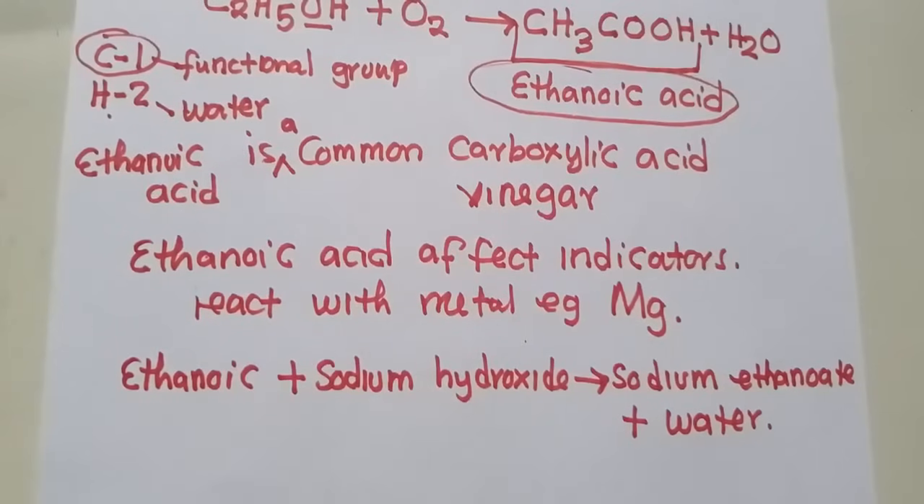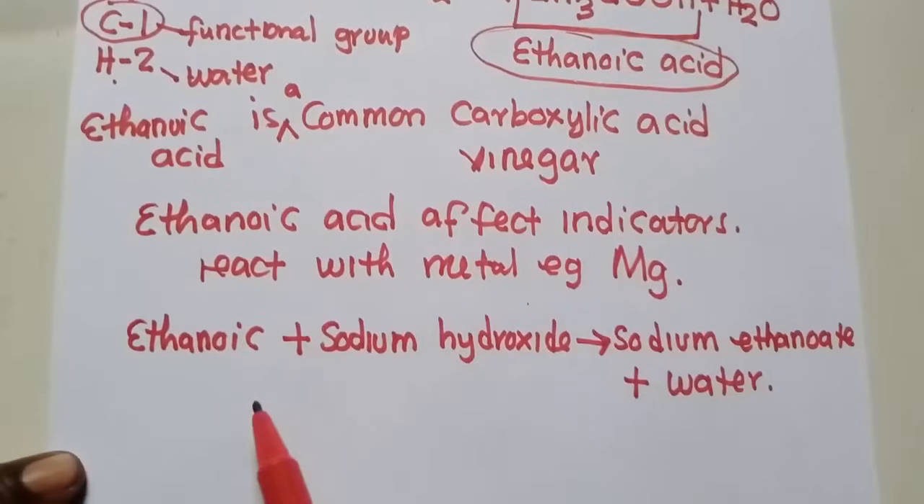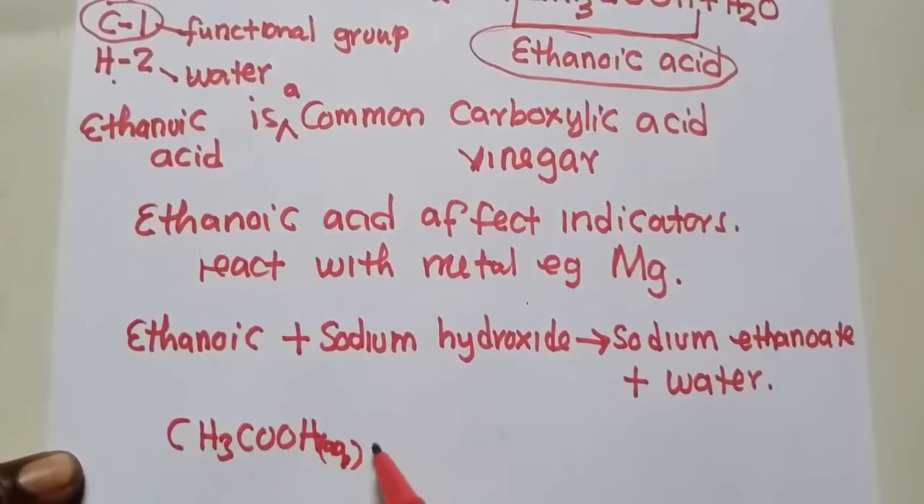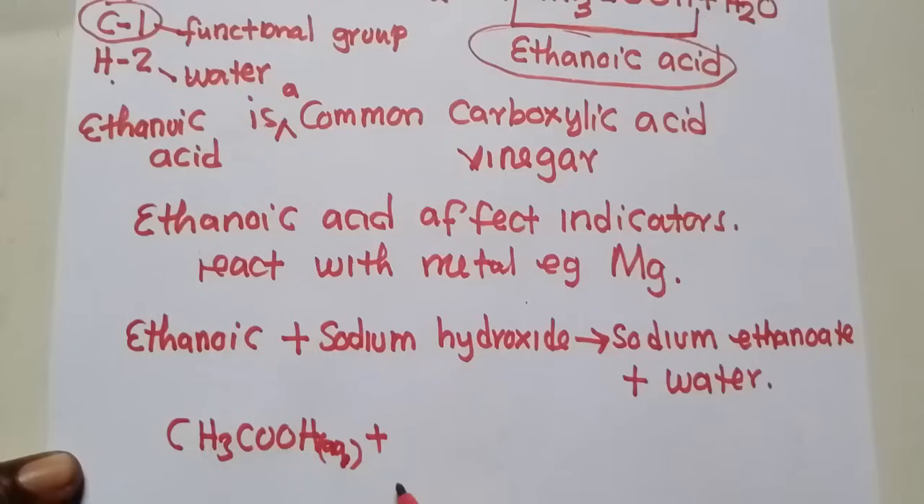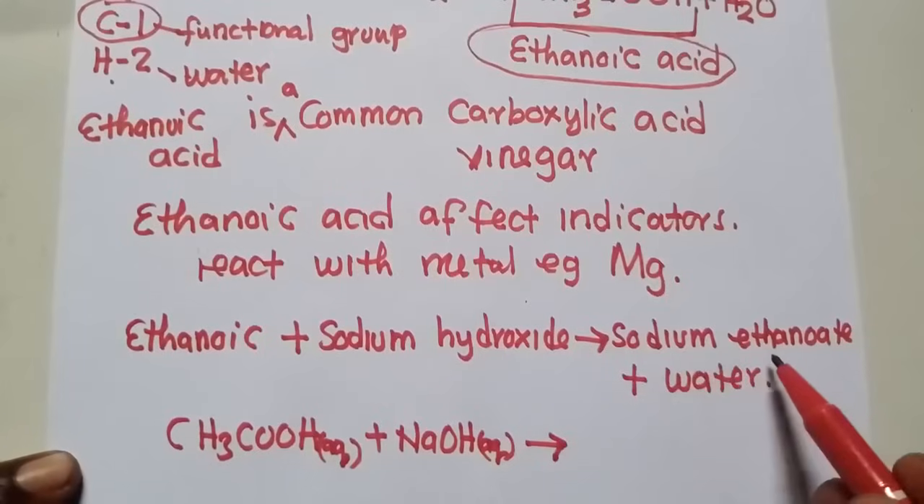Maybe if you want a general equation, we can put a chemical equation here. So you know that ethanoic acid is just like this: CH3COOH, in aqueous state, plus sodium hydroxide, NaOH. It is also in aqueous state. To produce what? Sodium ethanoate.